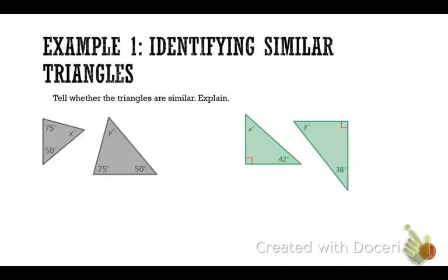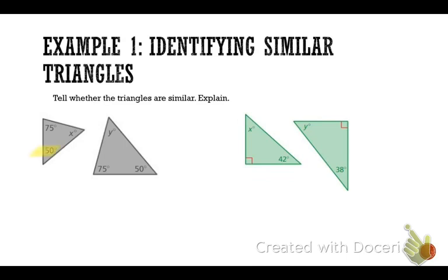So how does this apply to the lesson today? This type of question is going to be on your quiz and your test. This is the only type of question that ends up getting taken from this section. So, in other words, this is the most important example. So here we go. It says, tell whether the triangles are similar. If they're similar, their angle measures will all be the same. You all right? Everything good? Any questions?